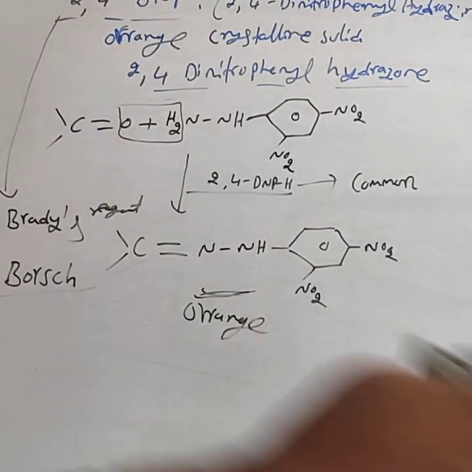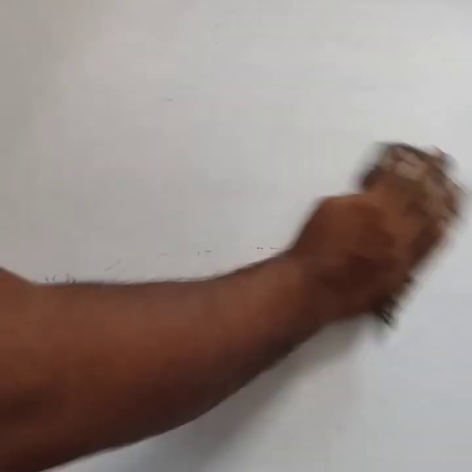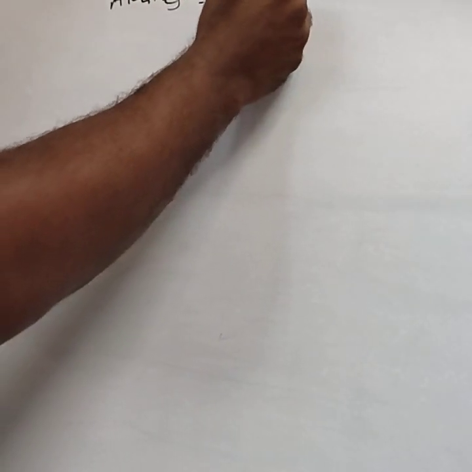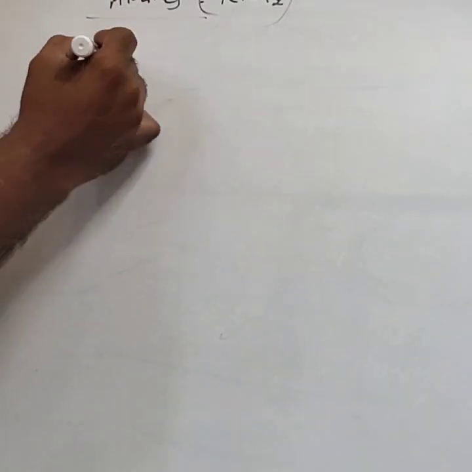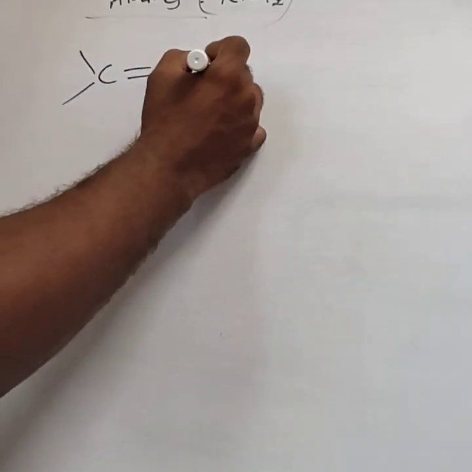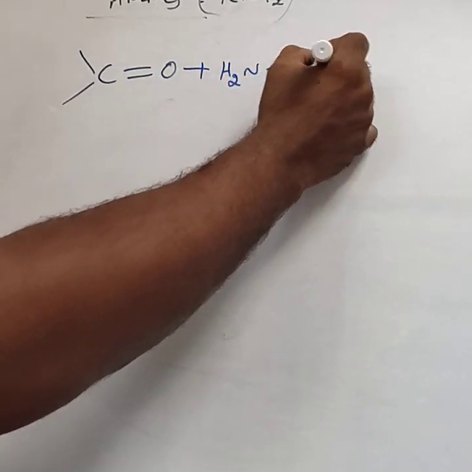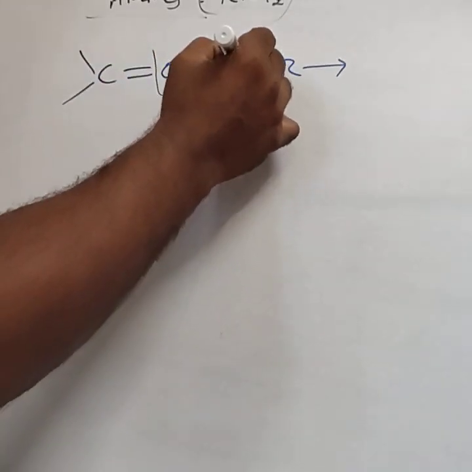Then the last one, reaction with amines. The amine formula is RNH2. Reaction with the amines: this is a carbonyl compound, that is, an aldehyde or ketone. The carbonyl compound reacts with amines, that is RNH2. For our convenience, we consider NH2R. Then removal of water takes place.